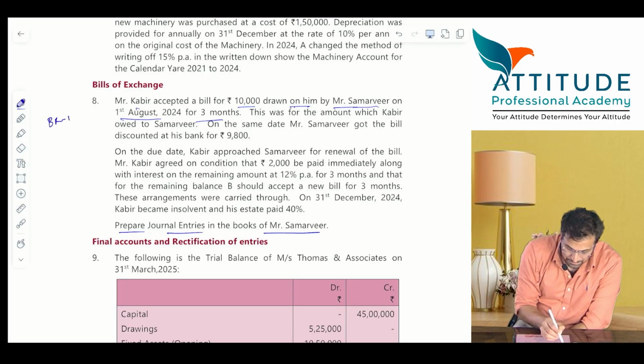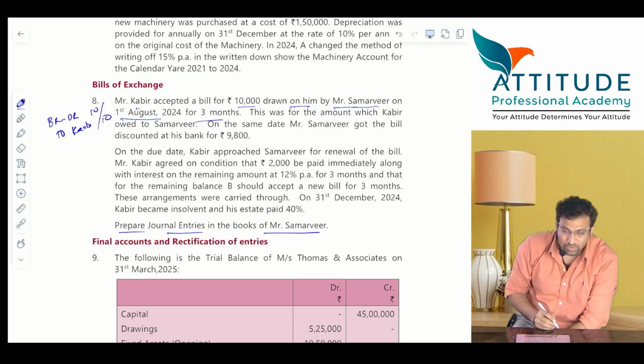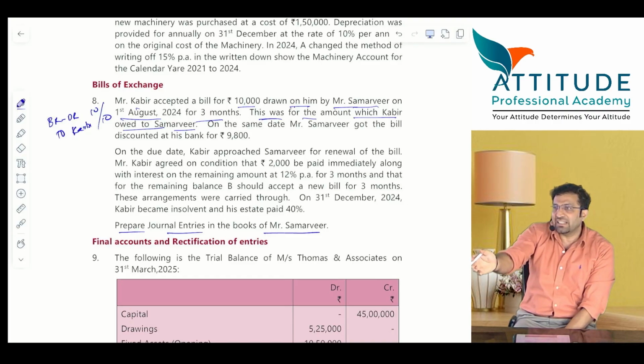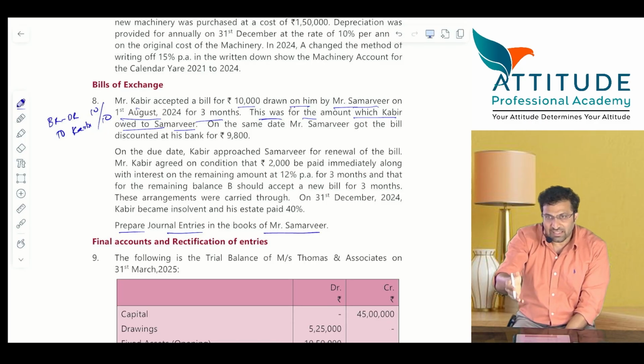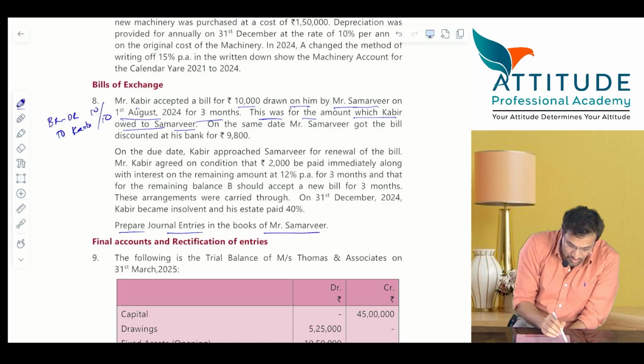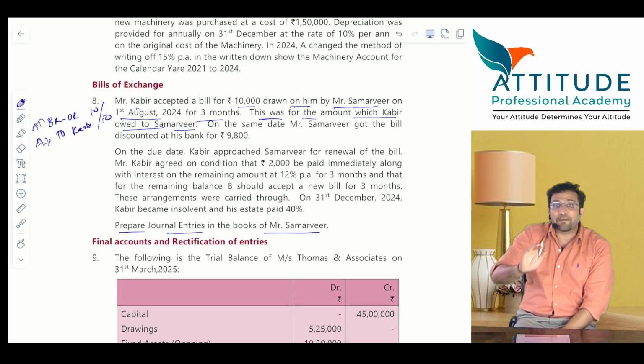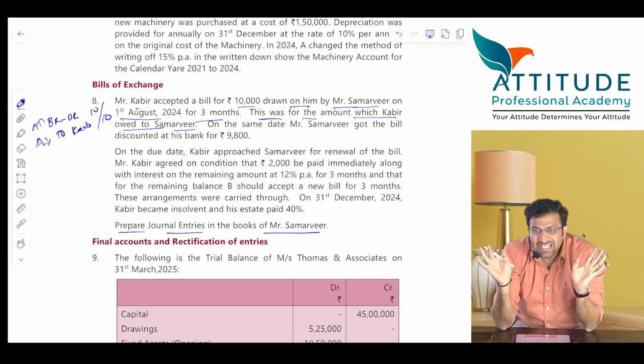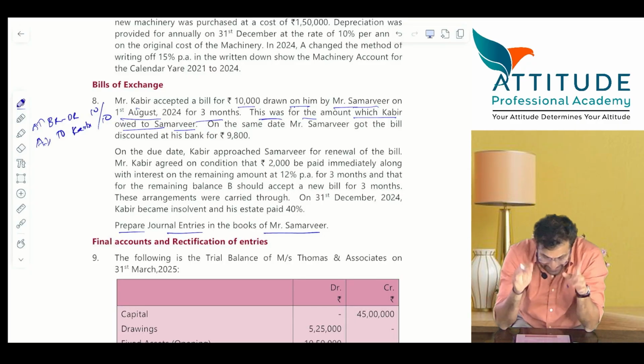BR account debit to Kabir. कितना हो गया? 10K, 10K. Very good. Now what happens? This was the amount which Kabir owed to Samaravir. Clear cut दिया है. Owed means obviously Kabir is a debtor. So entry bills receivable account debit, asset increases, Kabir account credit, asset decreases, debtors balance खत्म हो गया. In your books Kabir account is getting closed, replaced with bills receivable. Clear?